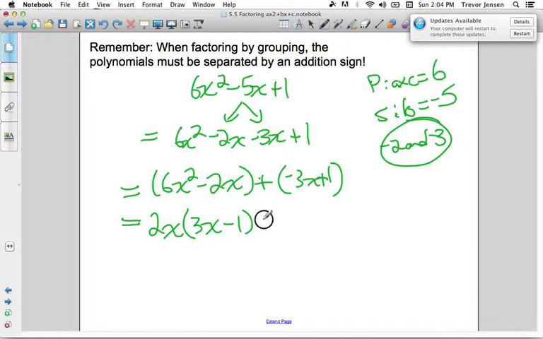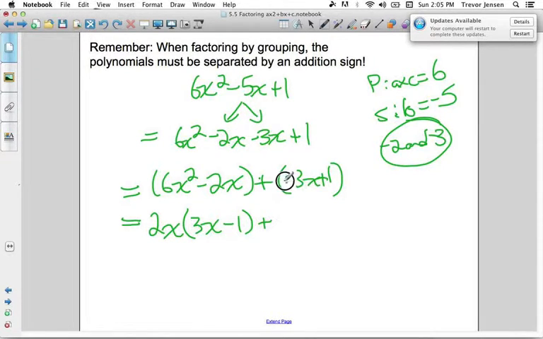Now the next group. So I have negative 3x plus 1. Whenever you have a negative in your first term, like this, you always want to, at the very least, factor out a negative 1. So that's no longer a negative in the first term in the brackets. So does anything else go into 3x and 1? No, nothing else goes in.